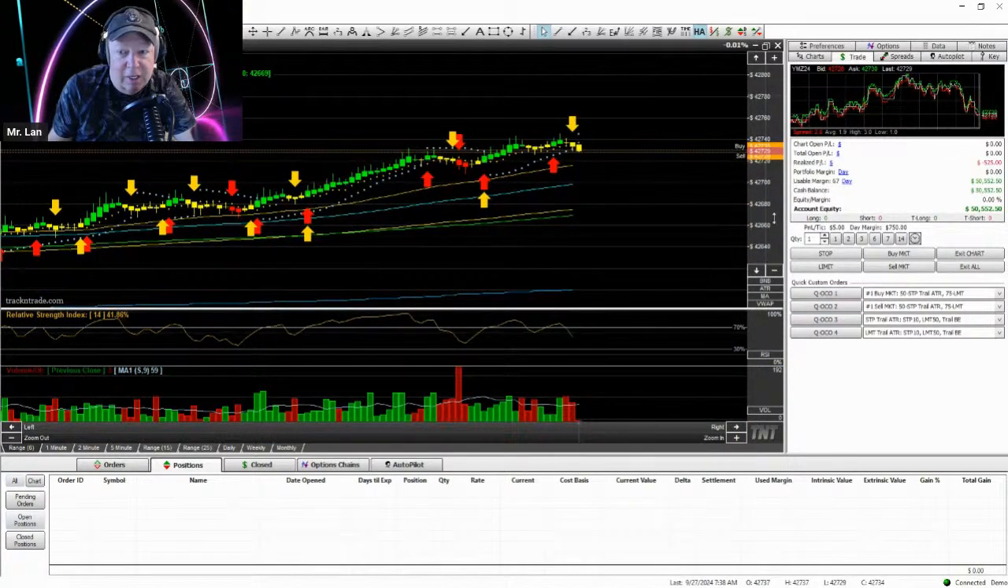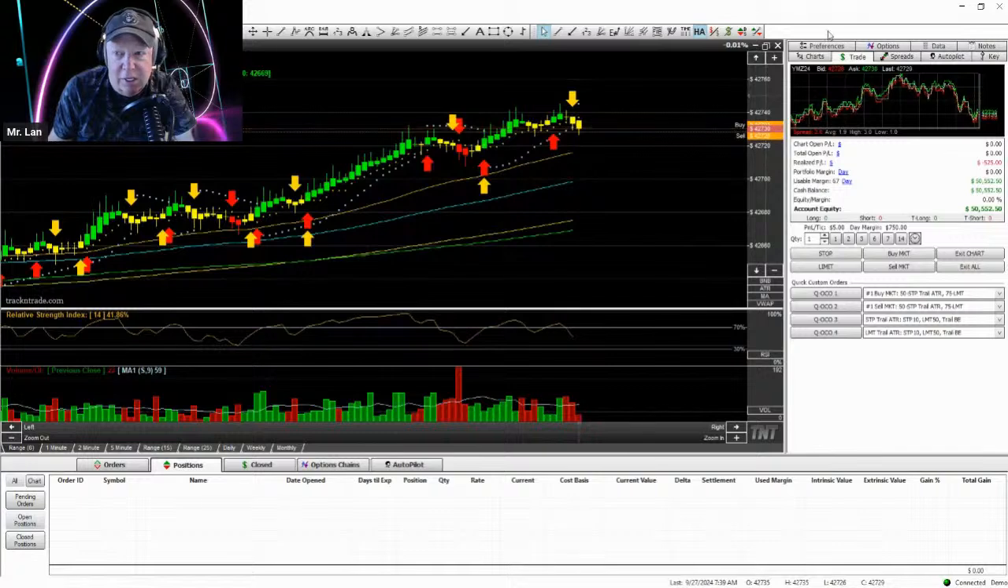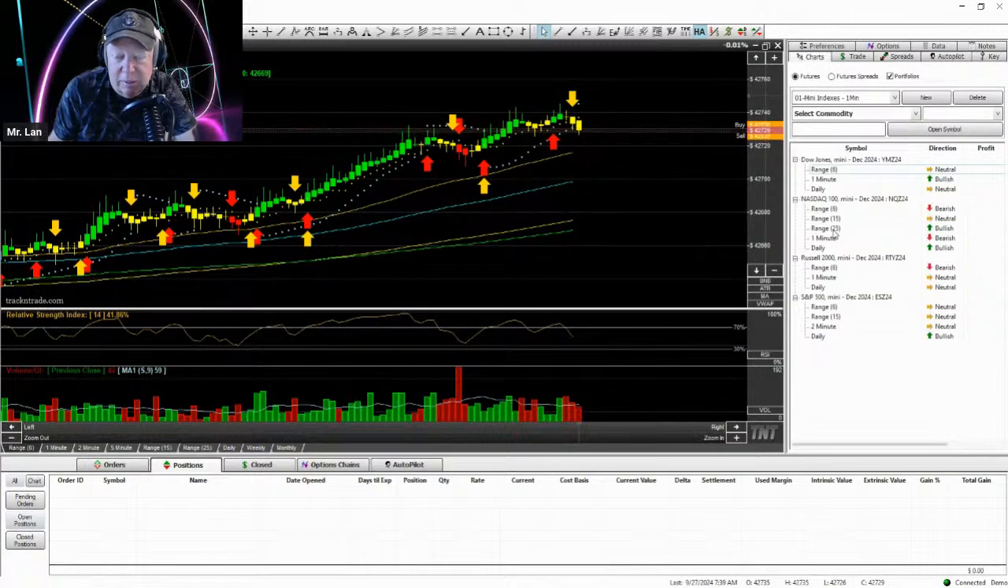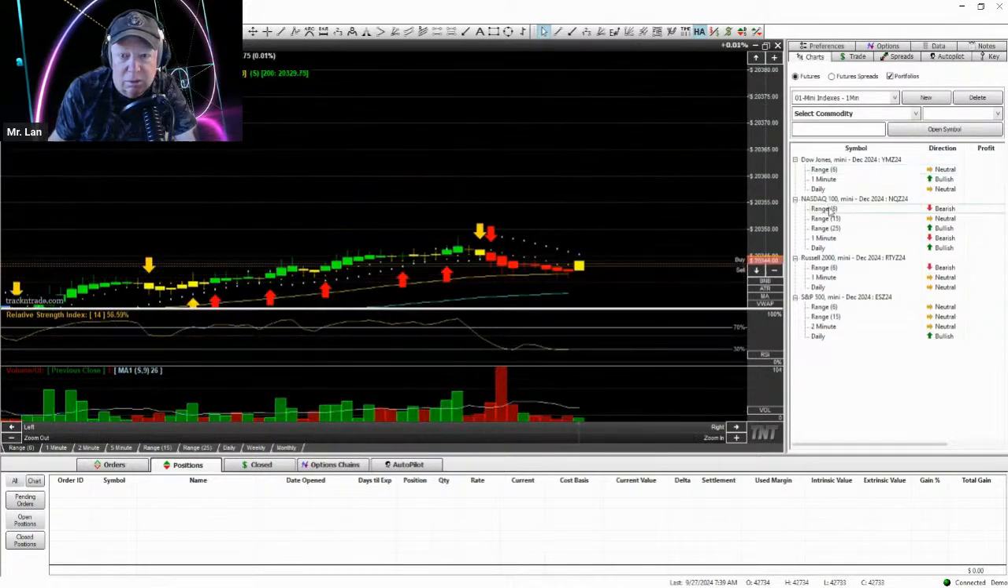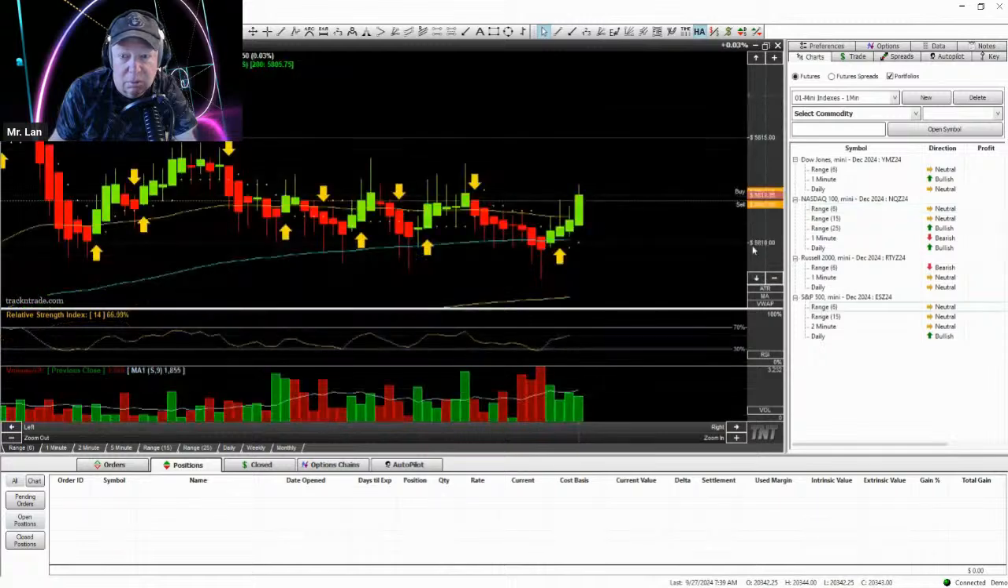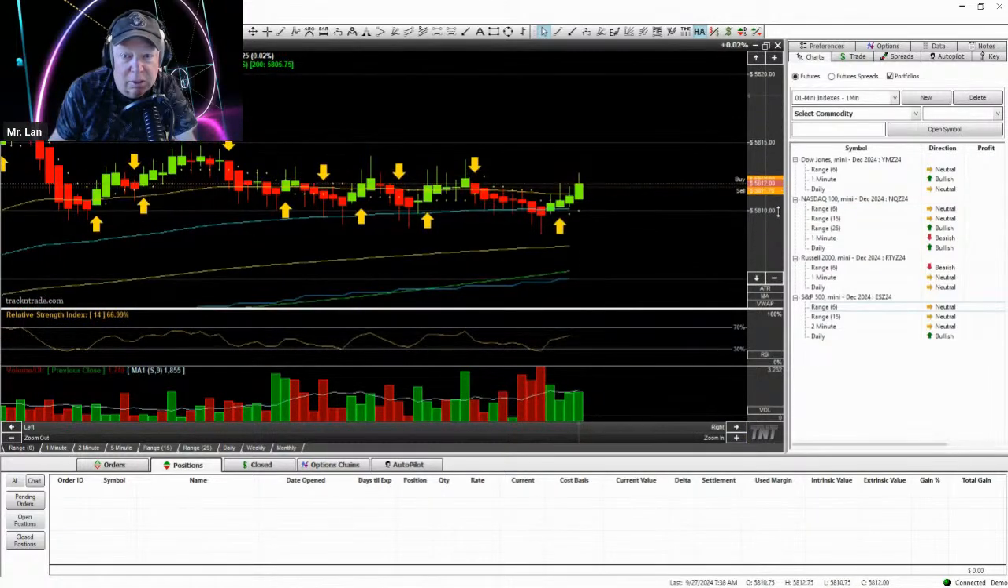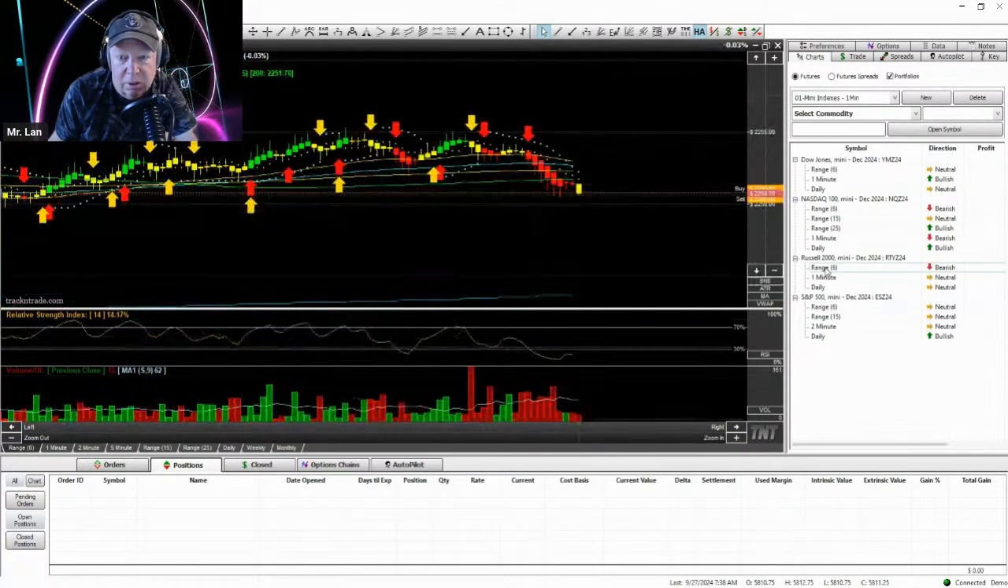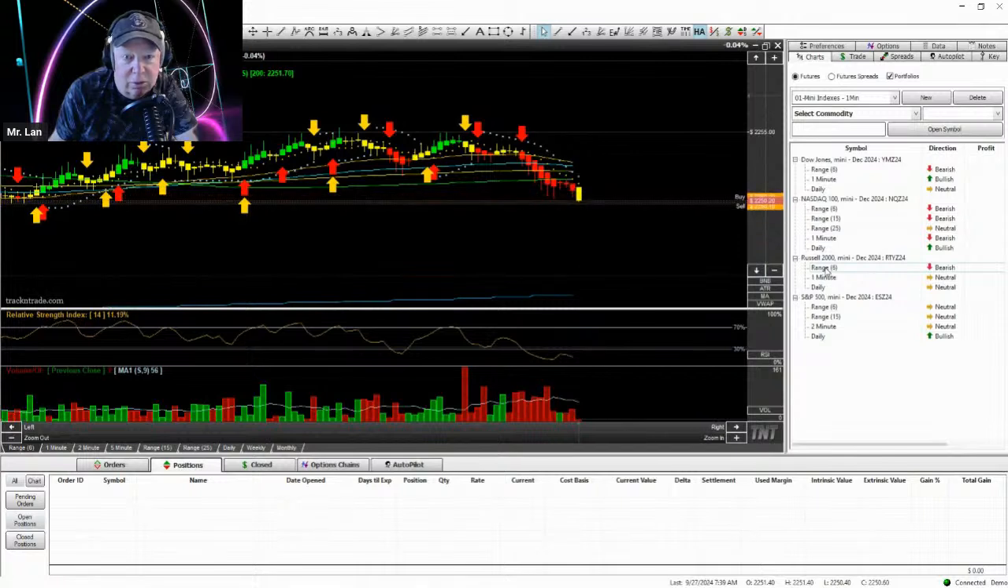I thought we might get a nice little trend out of here, but we couldn't catch anything. We caught a couple of small ones, but nothing to bring us back up out of the hole. Market's just a little bit too jumpy and a little bit too not trending very well.